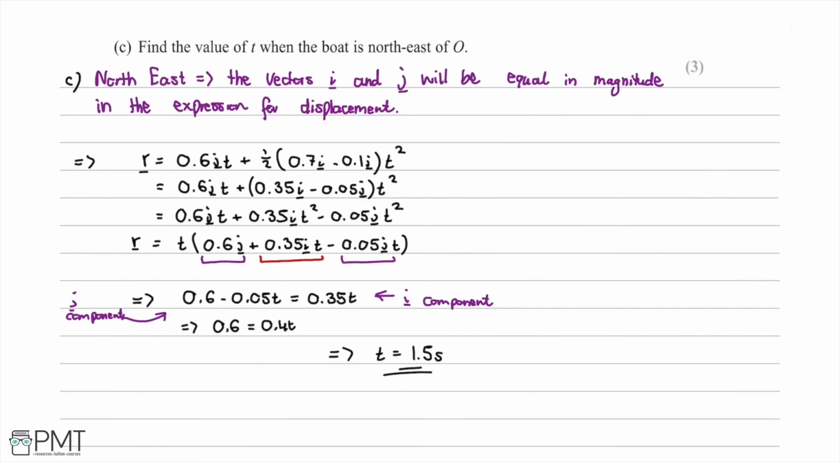This question was worth 3 marks, so we receive our first mark for equating the i and j components of r. So we'll put that in where we explain how we're going to do that here. We then receive our second mark for doing this, and we then receive our third and final mark for getting the correct answer of 1.5 seconds.